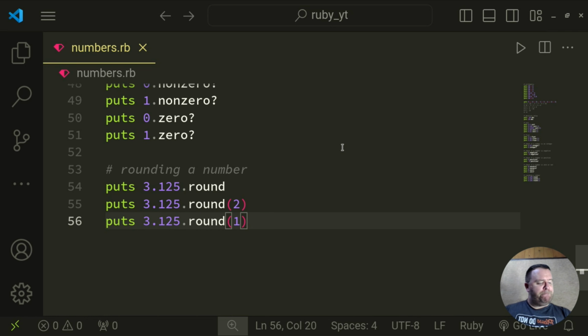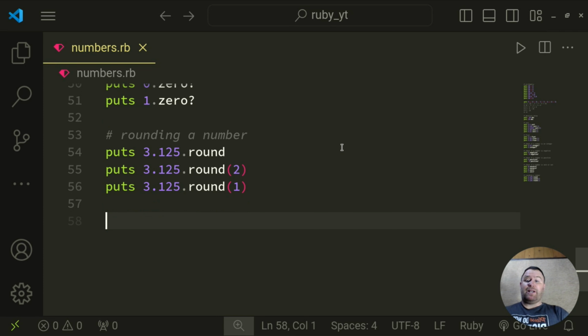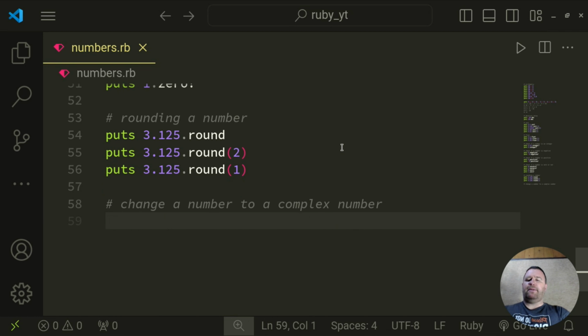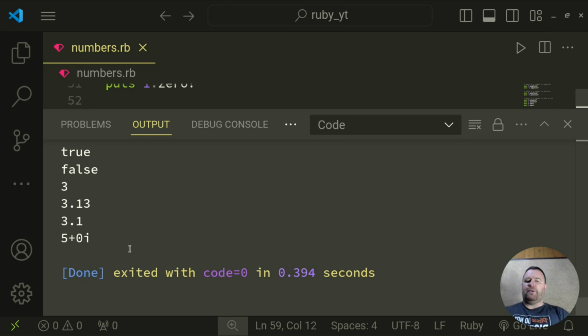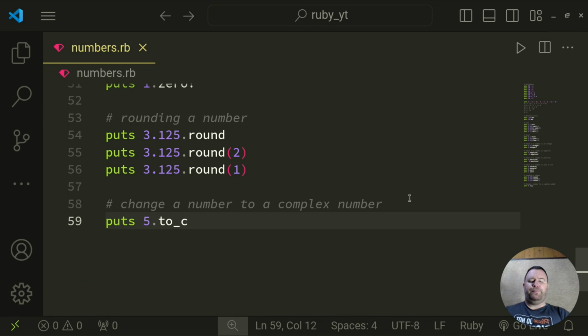We can change a number to a complex number. So you should know, any real number like 5 can be written as 5 plus 0i as a complex number. So we can do that in Ruby as well. To do that, let's do puts 5.to_c. And if we run that, we get 5 plus 0i. So now it's a complex number.